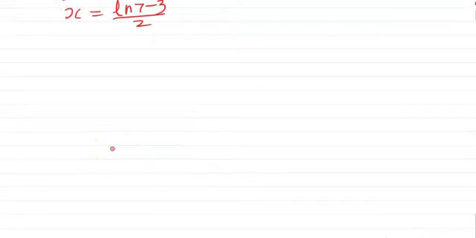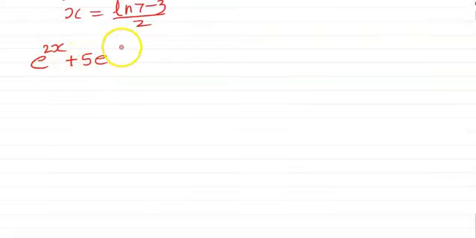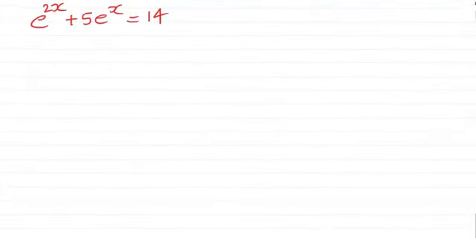Now, let's write down here on the board. So the question is, let me write down here: e to the power 2x plus 5 e to the power x equal to 14. You need to solve this equation. Okay, please try this question. Okay, here's the question. e to the power 2x plus 5 e to the power x equal to 14. You need to find x. This is another question. e to the power 2x plus 5 e to the power x equal to 14.